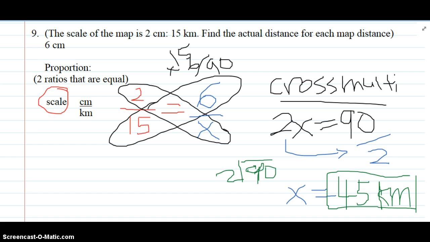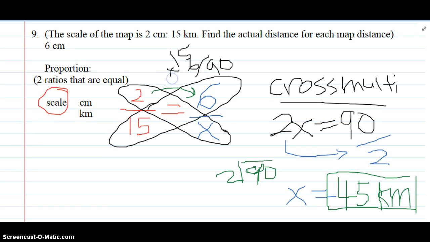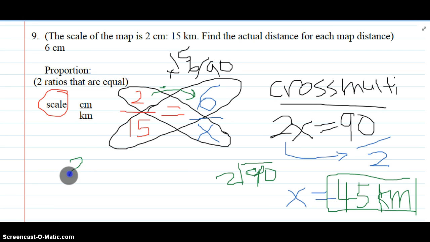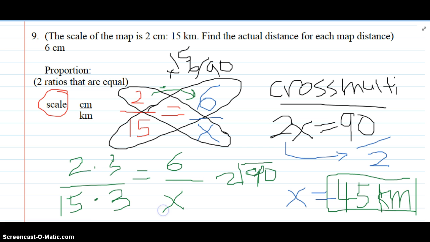Another way to do that, because 2/15 is equal to 6 over x, I can simply do a direct proportion here, where 2 times 3 is going to give me 6. So 2 times 3 is equal to 6, which means that if I multiply 2 times 3 to get 6, I can take 15 and multiply that also by 3, and that's going to give me x. So 15 times 3 is going to also give me 45.